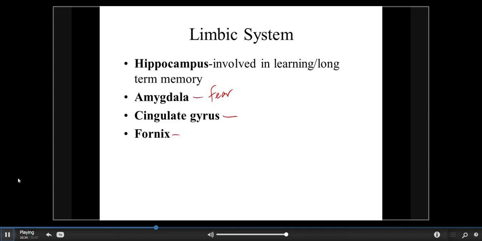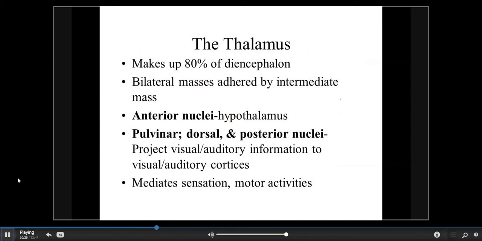Now, the thalamus makes up about 80% of the diencephalon. Remember this term? I addressed this in the development of how the brain is organized. It's two bilateral masses that are adhered to each other by what's called the intermediate mass, or what's known as the interthalamic adhesion. What this does is allow communication between the two thalami.